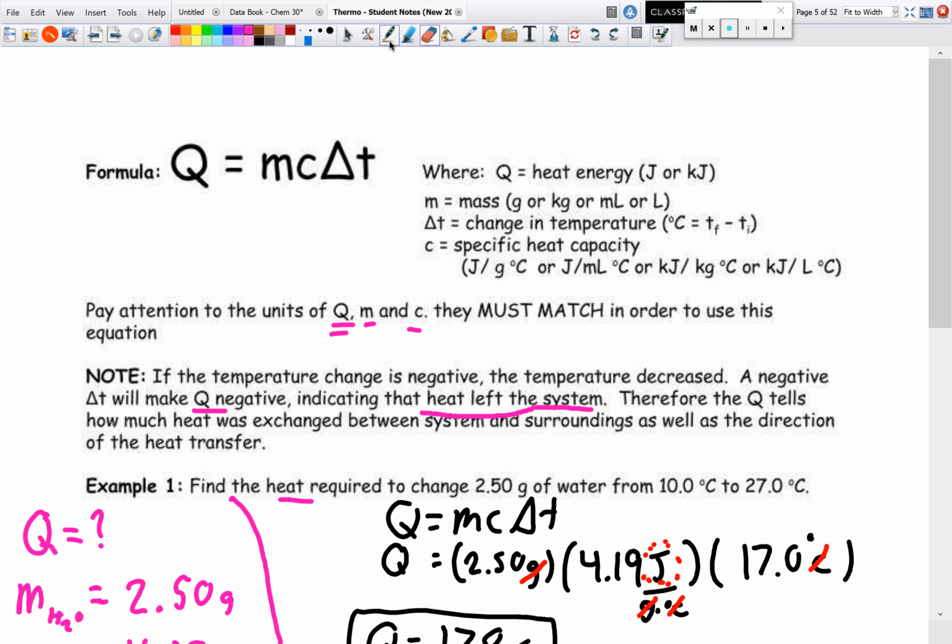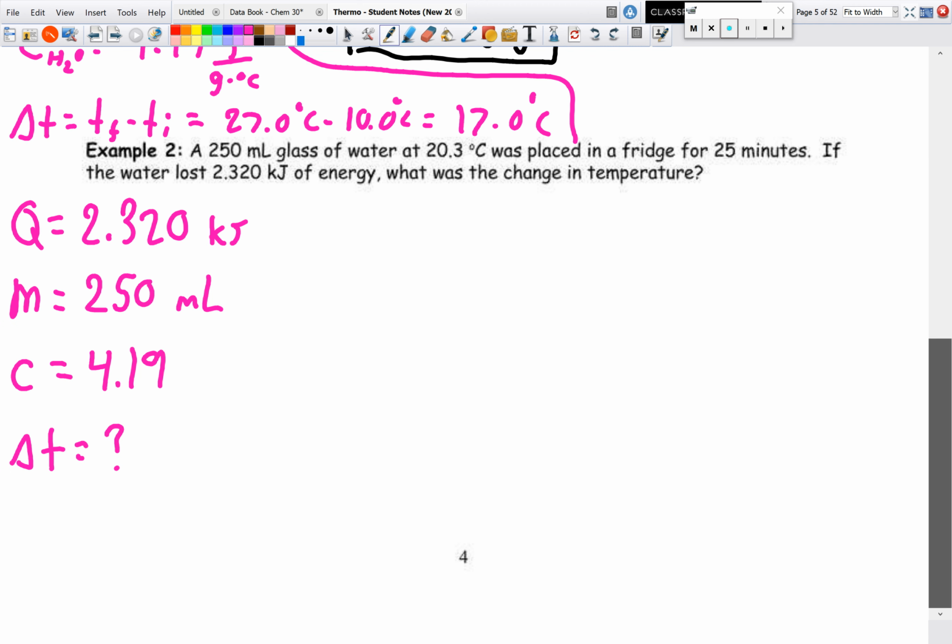Now, at this point, you can convert whatever you want. I always like converting milliliters into liters because we just divide by 1,000, and with chemistry, we should be used to converting milliliters to liters due to our concentration stuff. So this is just 0.250 liters. Now we can have our C value. Let's put that in. It should be in kilojoules per liter degree Celsius. And now kilojoules and liters match.